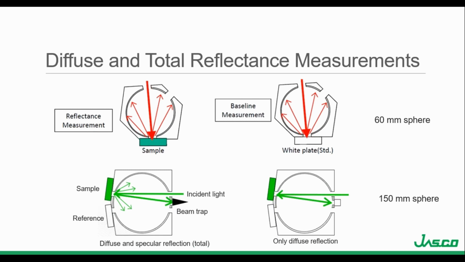In this 150 millimeter diameter sphere, the reference beam is parallel to the sample beam shown on the left. So in order to remove any potential specular component, if you only want to measure the diffuse reflectance, a beam trap is added to the sphere to allow the specular component to exit the sphere, shown by that black triangle. So to measure the total reflectance of a sample, the specular component needs to be included, and then the beam trap is removed.